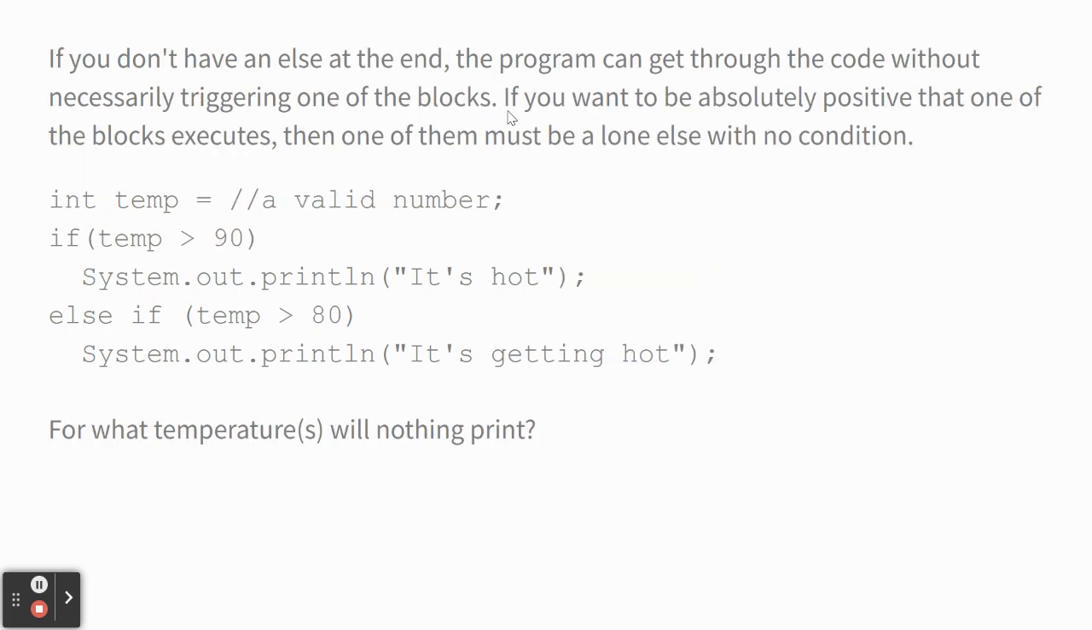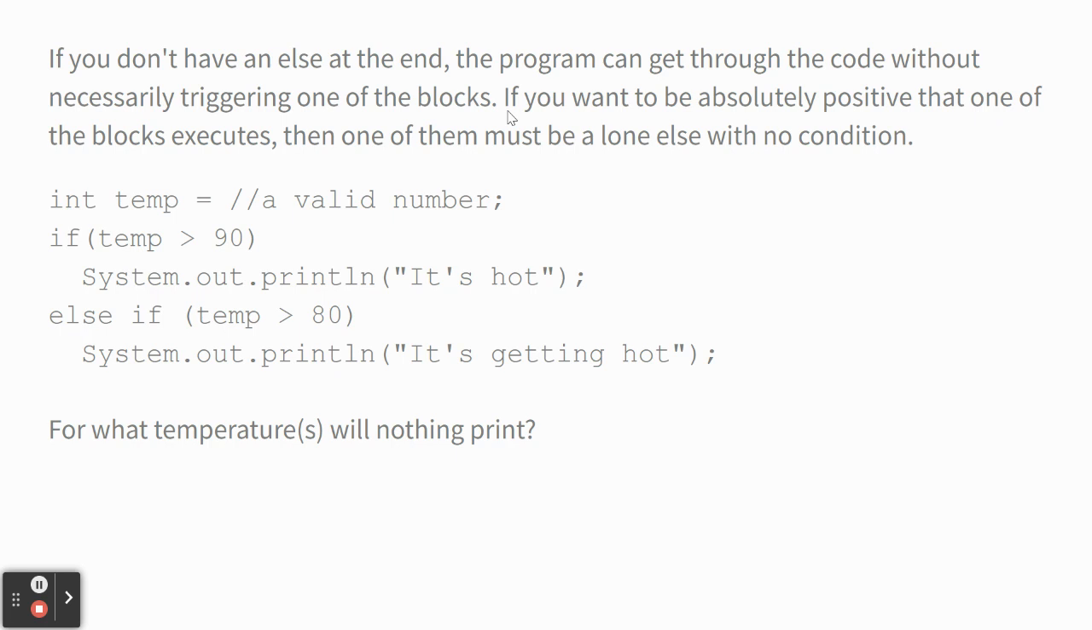Now, if you don't have an else at the end, you're not guaranteed that one of them will trigger. So you could get through the code without triggering anything. So tell me this, think for yourself, answer this question. For what temperatures will nothing print? Please don't say it out loud. Everybody look up here and I'll ask for a volunteer, but there's certain temperatures where nothing will print. Volunteer? 80 degrees or below. Yeah, 80 or below, nothing will print.